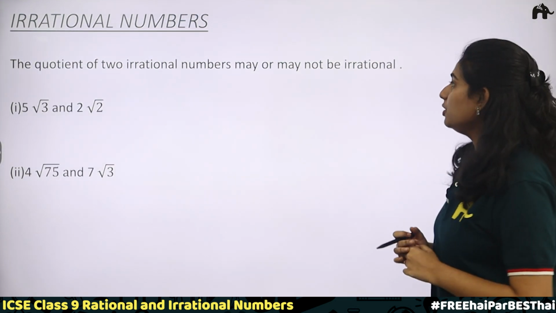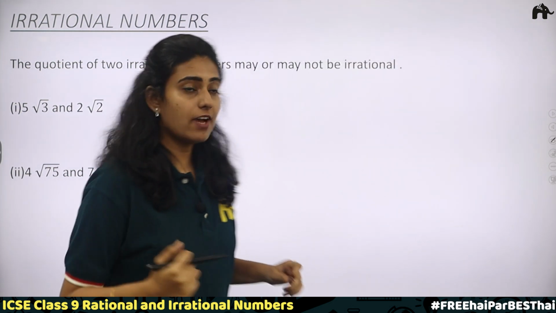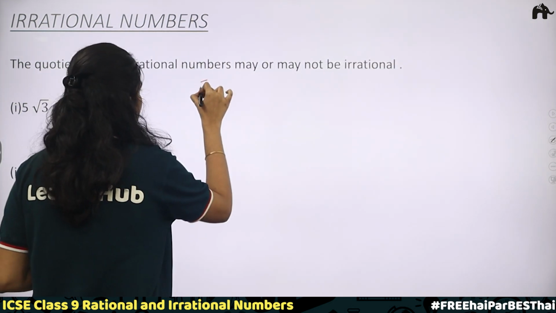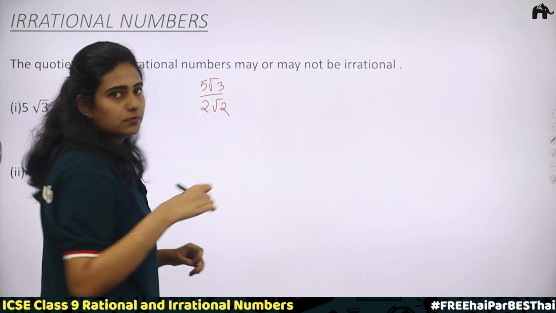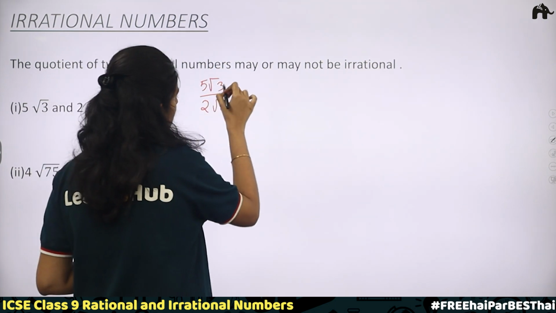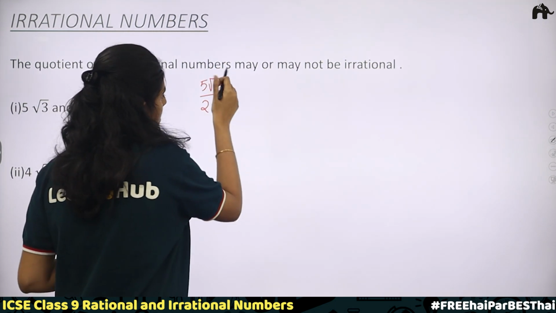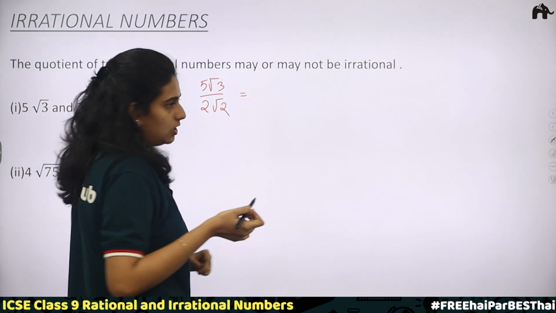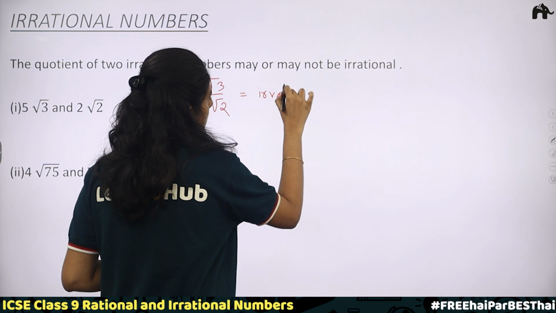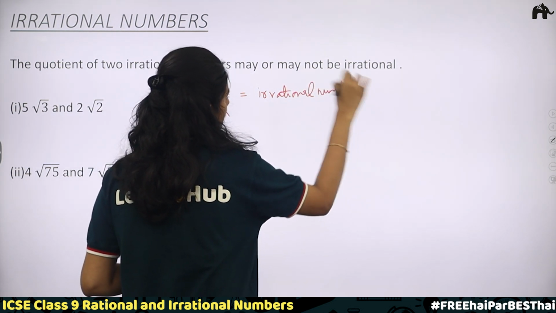The quotient of two irrational numbers may or may not be irrational. So we'll take two irrational numbers and find the quotient. 5 root 3 divided by 2 root 2. When you take the quotient, so when you divide this, you will again be getting an irrational number only. Okay, this will be irrational. You will obtain an irrational number.